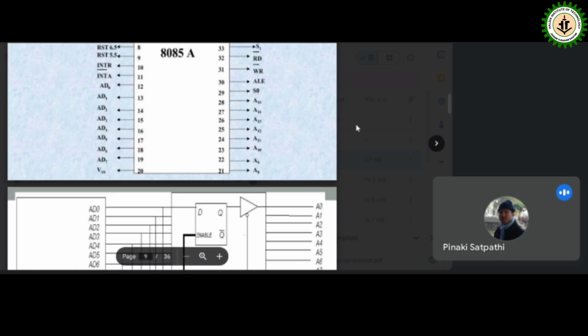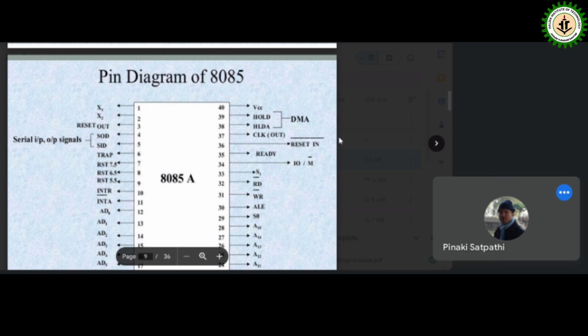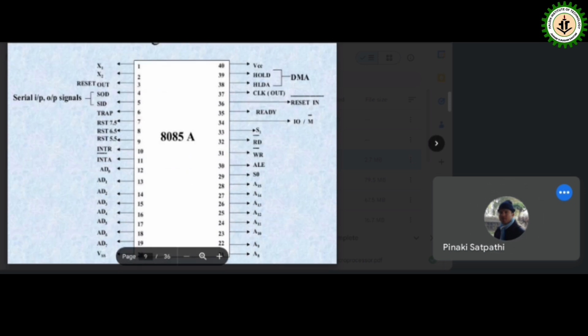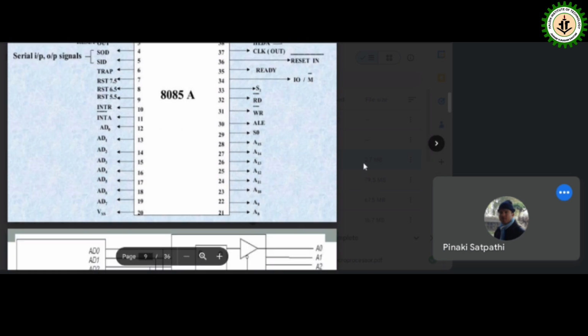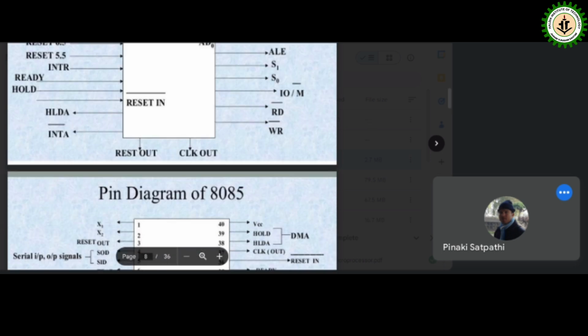Next one is the pin diagram of our 8085 microprocessor. Pin diagram of the 8085 microprocessor.